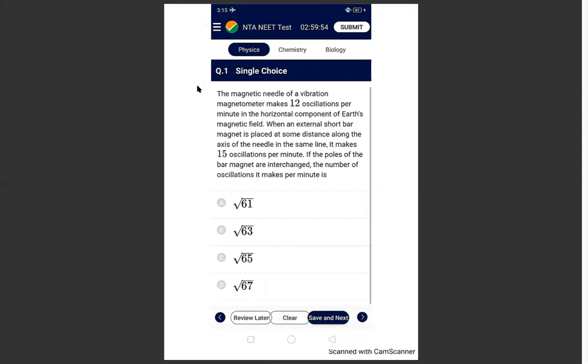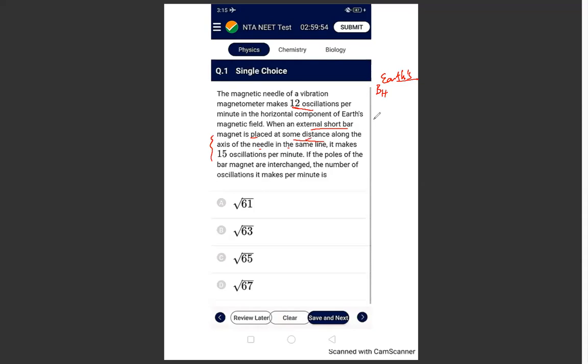The magnetic needle of a vibration magnetometer is making 12 oscillations per minute on the horizontal component of Earth's magnetic field. So I'm writing the horizontal component of Earth's magnetic field is BH. When an external short bar magnet is placed at some distance along the axis of the needle in the same line, there are two cases that are going to be implicated by the presence of this magnet.